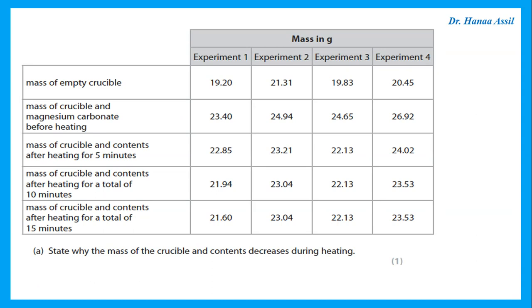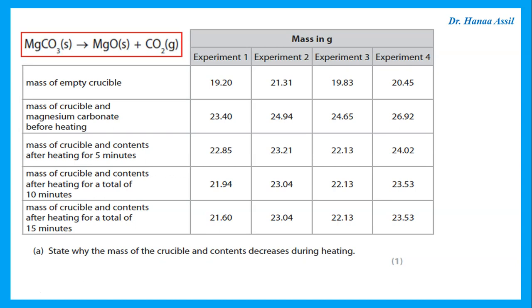State why, first of all, state why the mass of the crucible is decreasing during heating. Again, we're saying, what is he doing? He's heating the magnesium carbonate. This gives out carbon dioxide gas that escapes. So the fact that the carbon dioxide gas escapes, this is why the mass is decreasing as he repeats it. So mass of crucible for a total of 10 minutes, mass of crucible for a total of 15 minutes, and so on, they are decreasing.